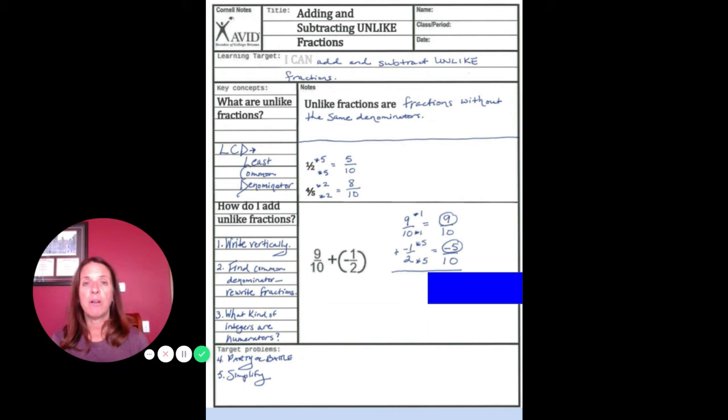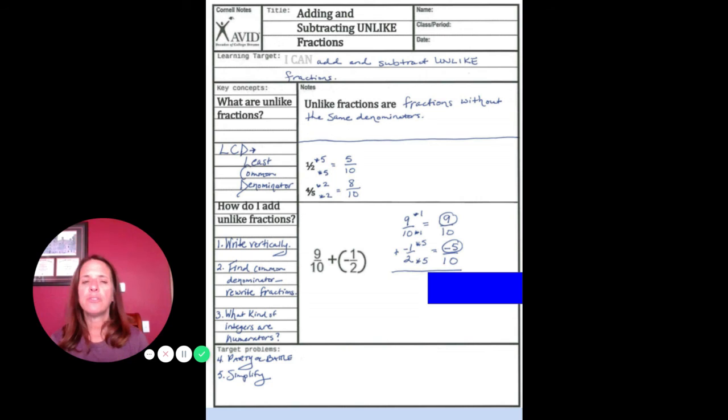We're at step 4. Look at your numerators. You have a positive 9 and a negative 5. Is this a party or a battle? They're different integers. One's positive, one's negative, so it's a battle. And in a battle, we subtract. 9 minus 5 is 4.